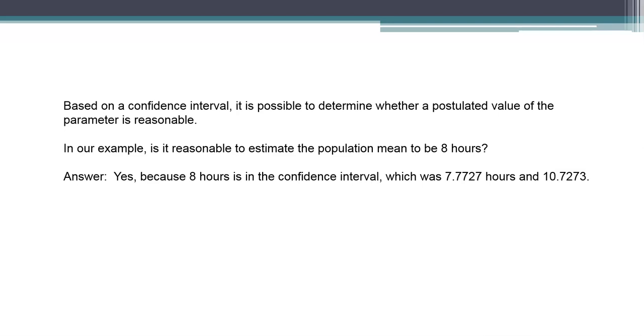Next thing I should say is that it is possible, if you're looking at a confidence interval, to determine whether a hypothesized value of the parameter is a reasonable guess. So based on our confidence interval that we got, which was 7.77 hours up to 10.73 hours, it would be reasonable to guess that the population mean would be 8 hours. It would be reasonable to guess it to be 9 hours. It would be reasonable to guess it to be anything between 7.77 hours and 10.73 hours. It would not be reasonable to guess it was 7 hours or 11 hours, for example.